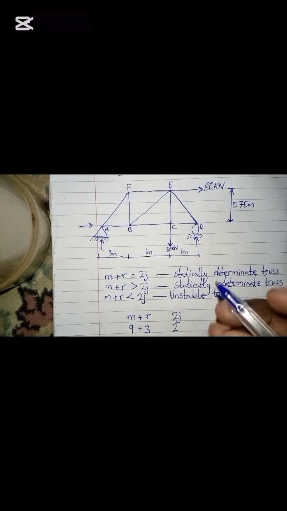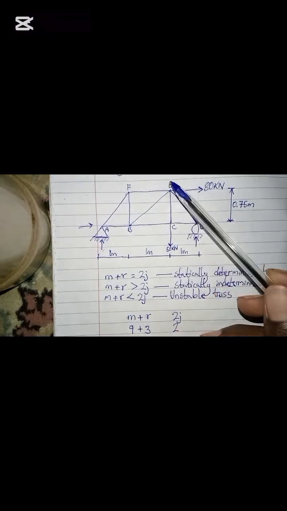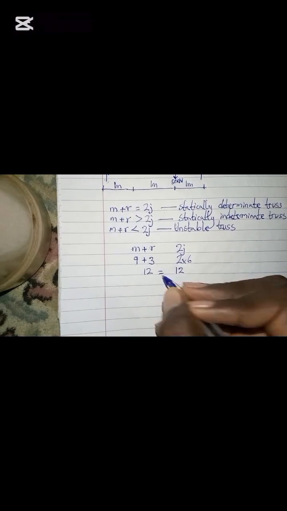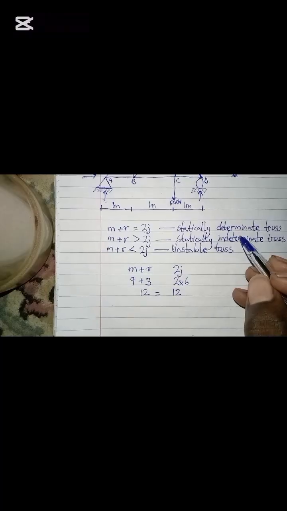2J, where J is the number of joints. So how many joints do we have? We have 1, 2, 3, 4, 5, 6, so 2 times 6. So 9 plus 3 is 12, and 2 times 6 is 12. So it is equal. If M plus R is equal to 2J, then the structure is a statically determinate truss.